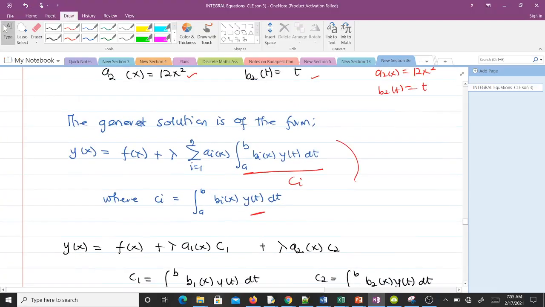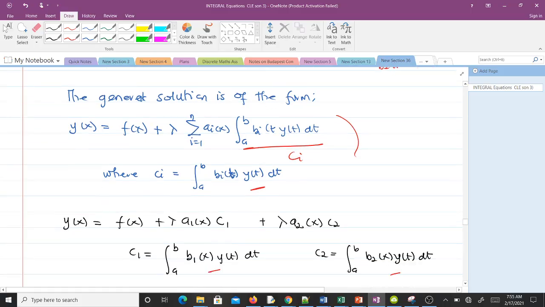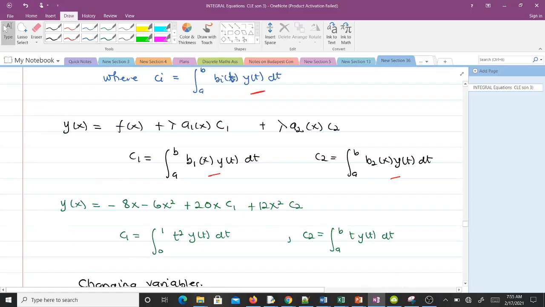So here our x are supposed to be t, okay? And this is supposed to be t, and this is supposed to be t, this is supposed to be t. All right. So you should know we have a is a function of x, but b is a function of t. Okay.